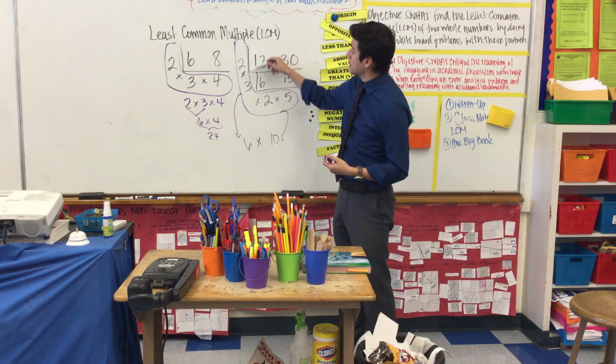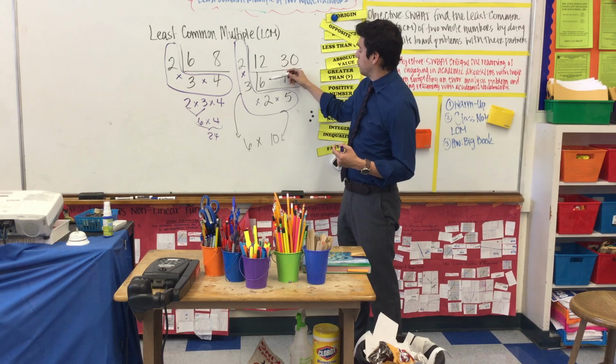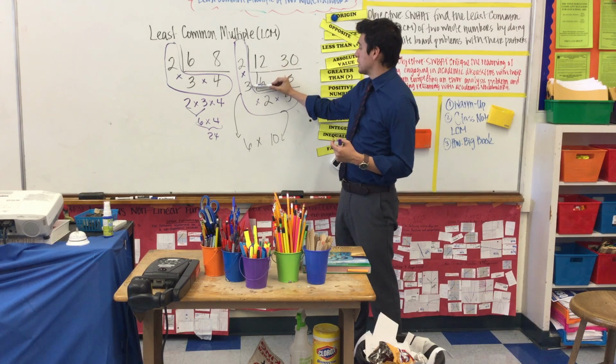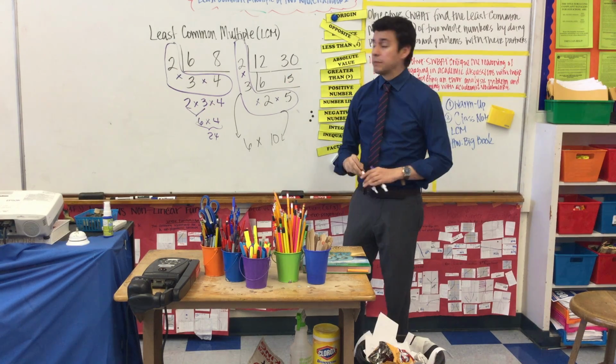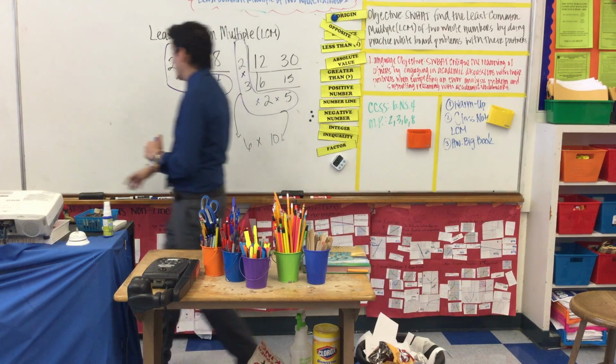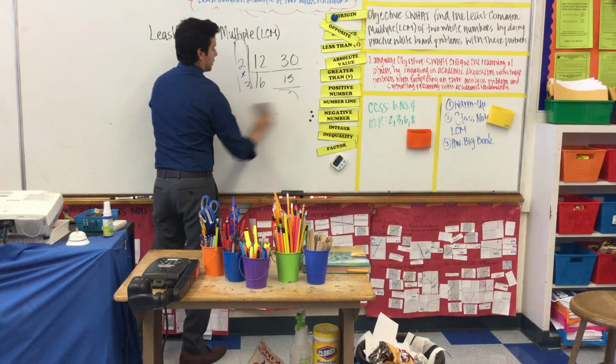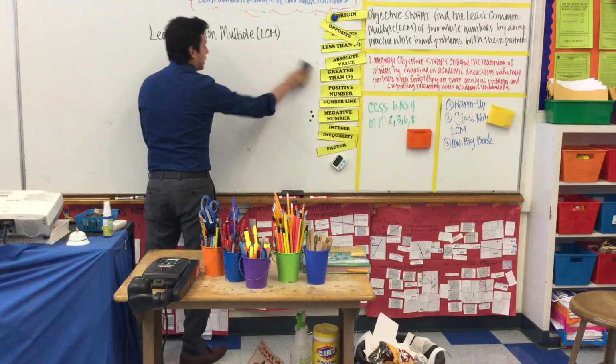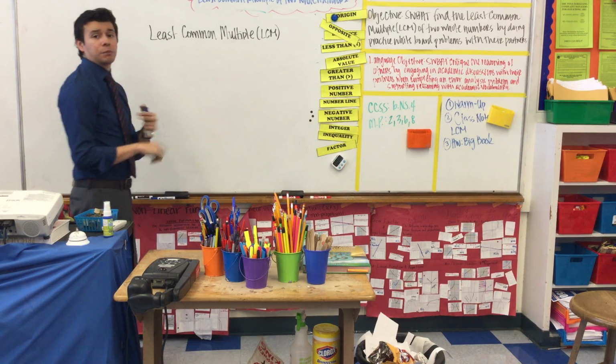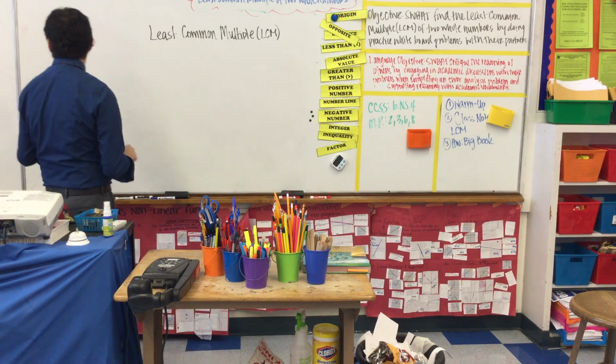Or you could do 2 times 3 is 6. 6 times 2 is 12. 12 times 5 is 60. You get the same thing. Let's do 2 more. I'm telling you, the ladder method helps you with GCF, greatest common factor. It also helps you with distributive property and the least common multiple.